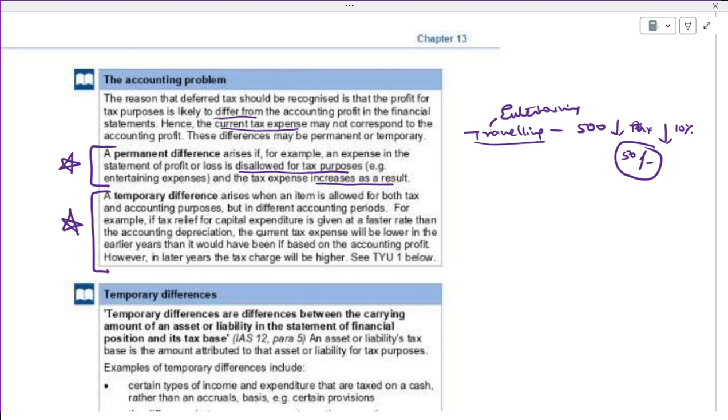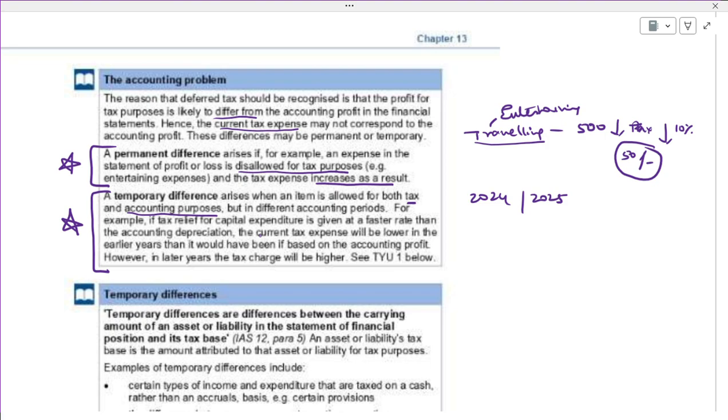It arises when an item is allowed for both tax and accounting purposes, but in different accounting periods. Understand the point? In different accounting periods, 2024, 2025, it is allowed. You have paid in 2024, but that exemption will apply in 2025. It is allowed in different accounting periods.